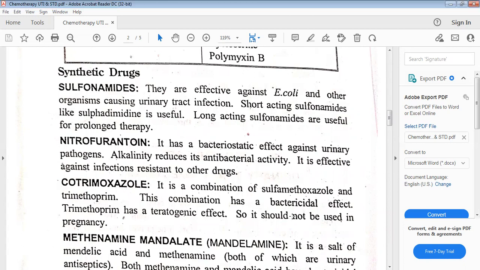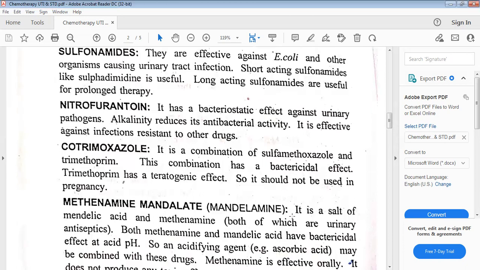Nitrofurantoin also is another compound. It mainly has a bacteriostatic effect. It is not bactericidal in nature. So if you give the other drugs and the organisms are not getting killed, then we can make use of nitrofurantoin. It is effective in those infections which are resistant to other drugs. And if there is an alkaline medium, the antibacterial activity of this drug can reduce. So sometimes it is common to give nitrofurantoin along with a urinary acidifier so that the acidic pH of the urine will be maintained and this drug's activity will be good.